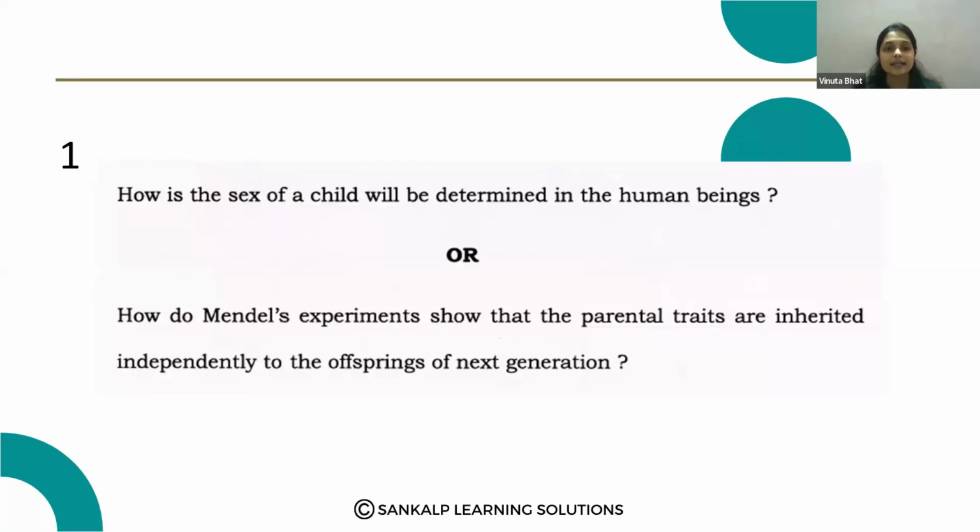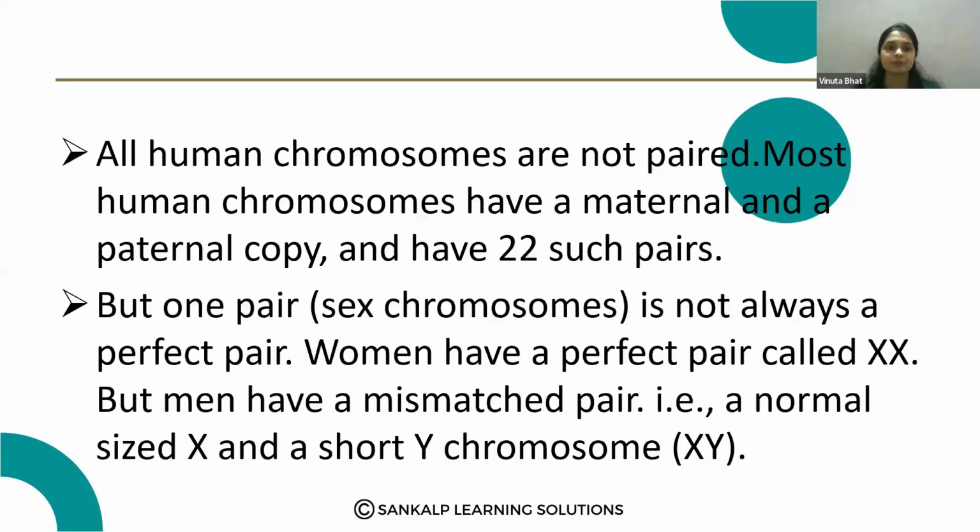How is the sex of the child determined in human beings? How do Mendel's experiments show that parental traits are inherited independently to the offspring of the next generation? The answer for the first question.